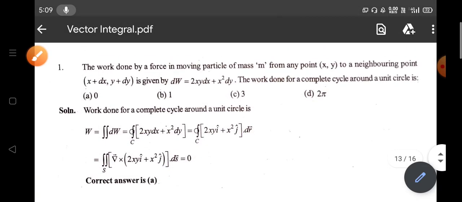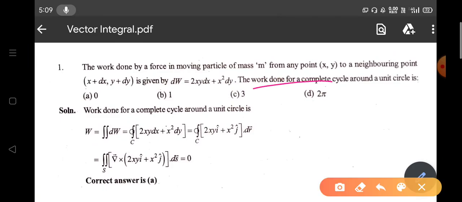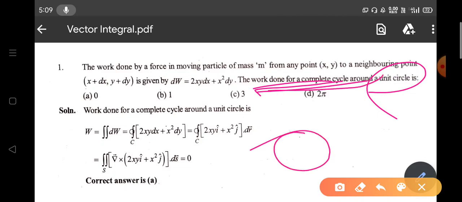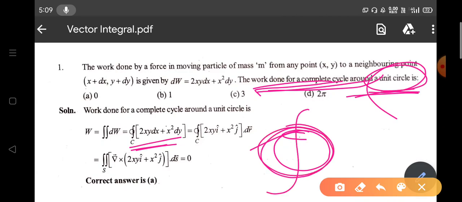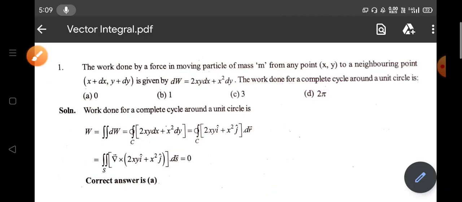So in this kind of question, look here, there is no mention of performing the closed integral or the line integral. Just here it is mentioned that the work done for a complete cycle around a unit circle, and that is all for the question. It is around a complete cycle. If around the unit circle is not mentioned, you cannot apply the Stokes theorem. So for Stokes theorem, this closed integral is very much important.